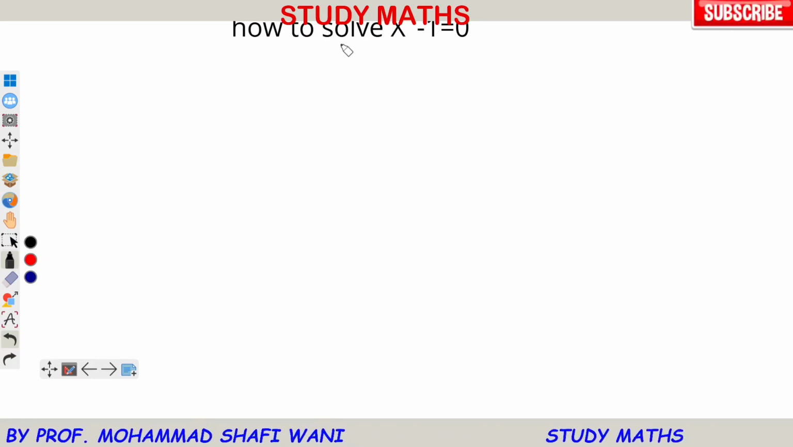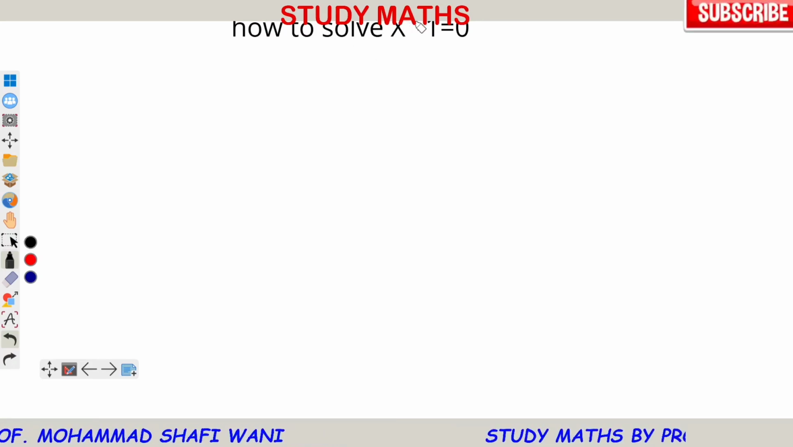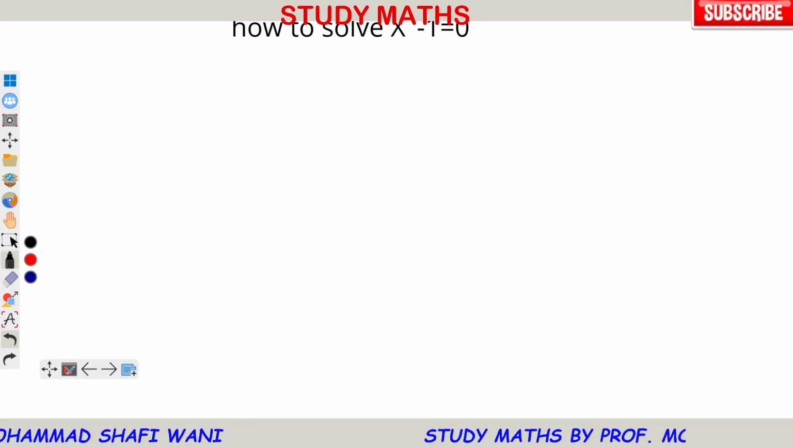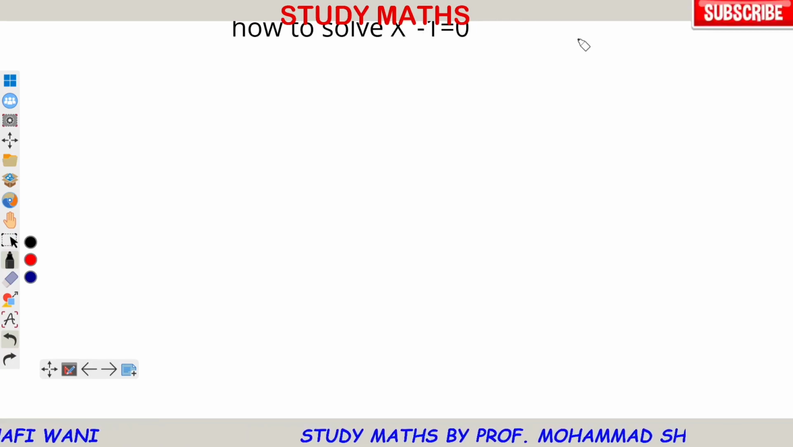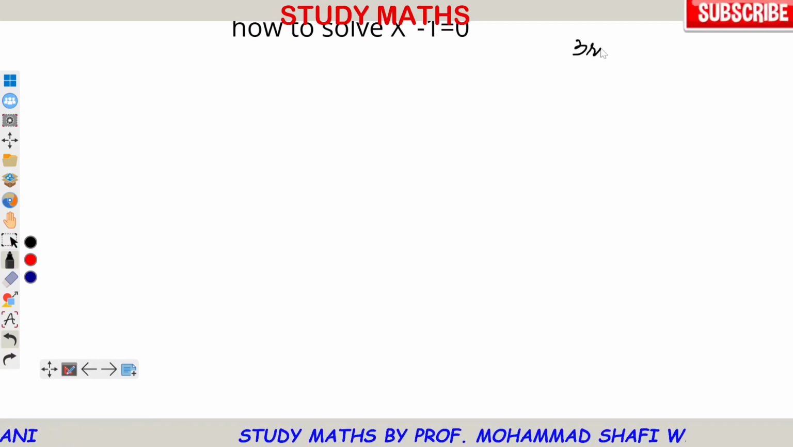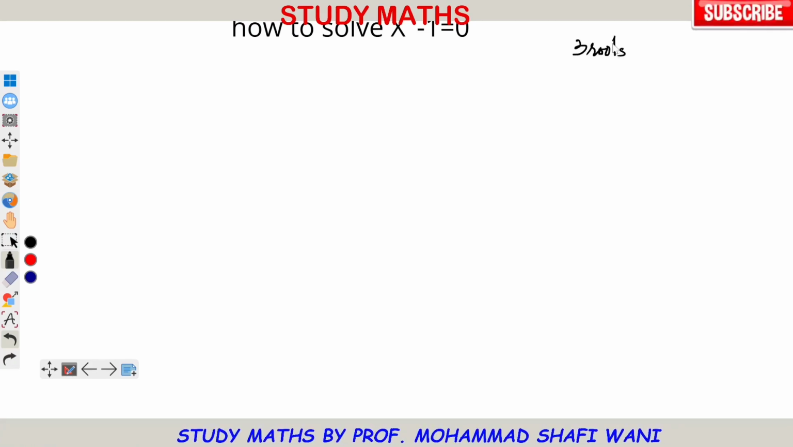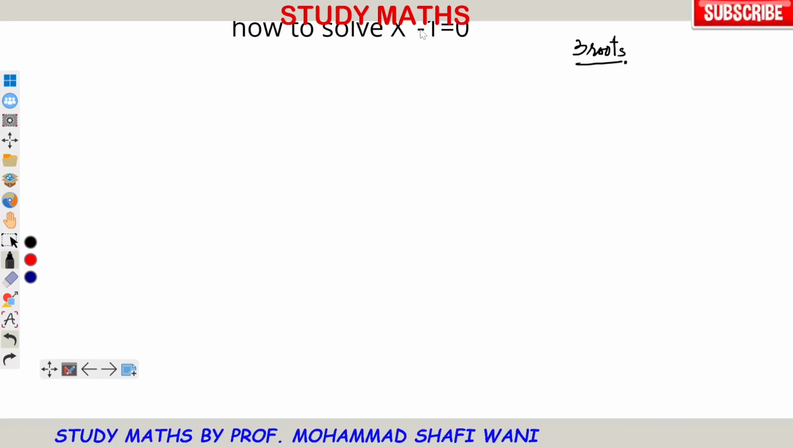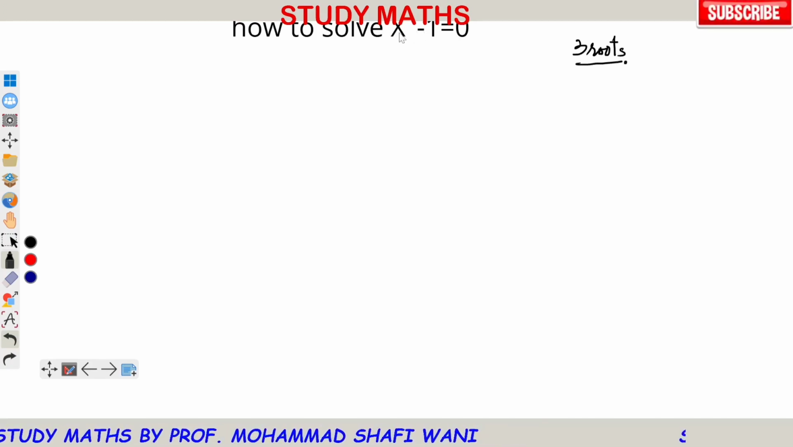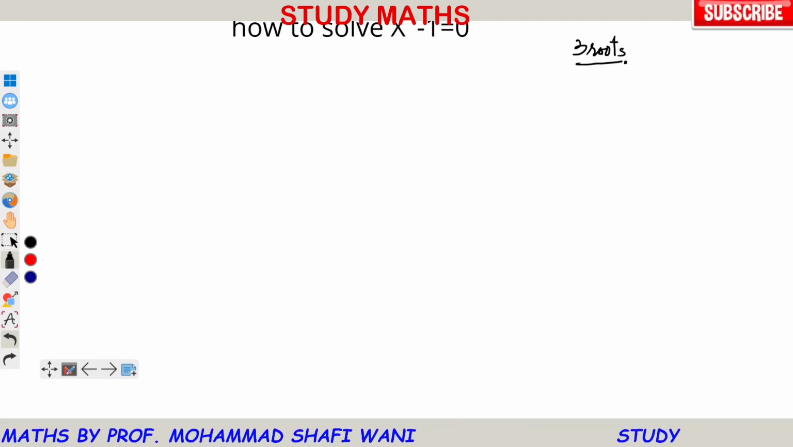Alright students, the question is how to solve the cubic equation x raised to the power 3 minus 1 is equal to 0. You know this equation will have three roots. We need to find out the three roots of this cubic equation. That means we have to find out the three values of x which will satisfy this equation.